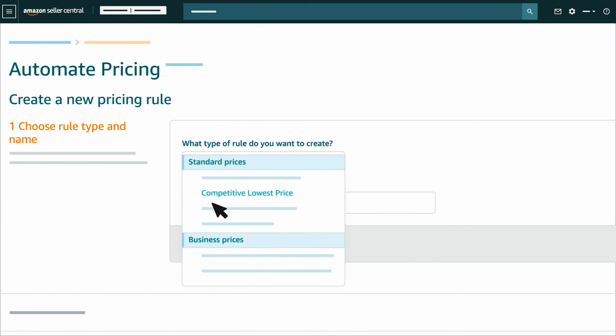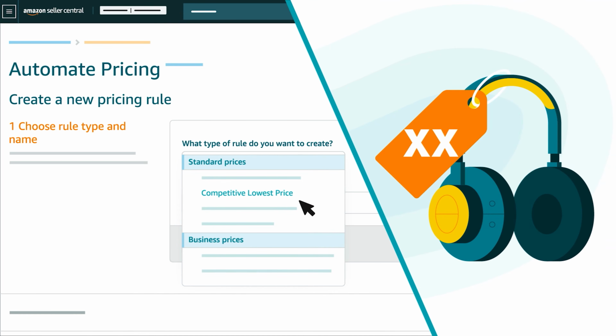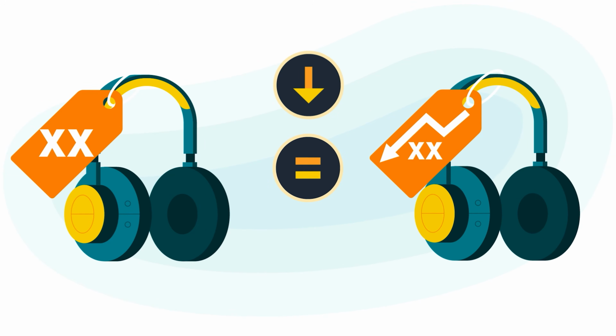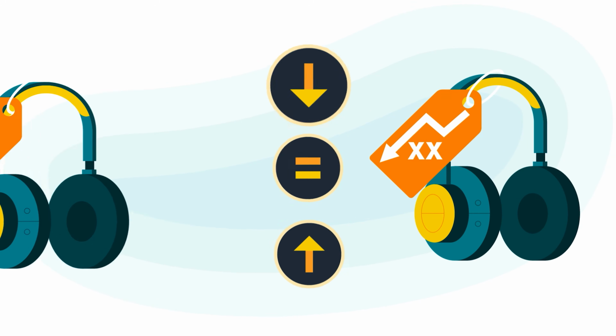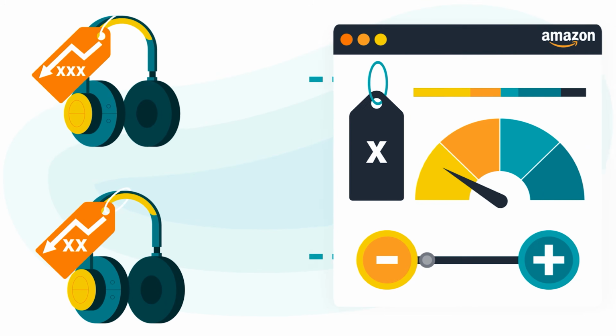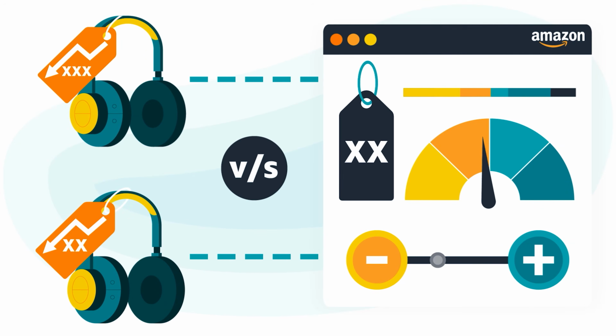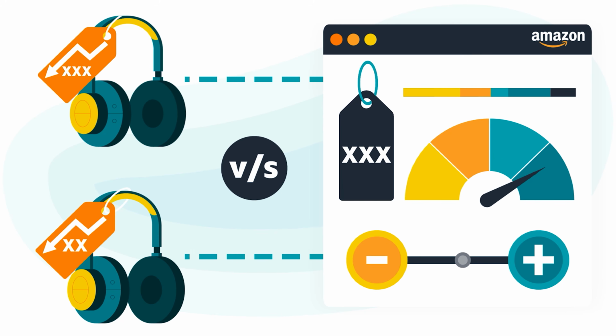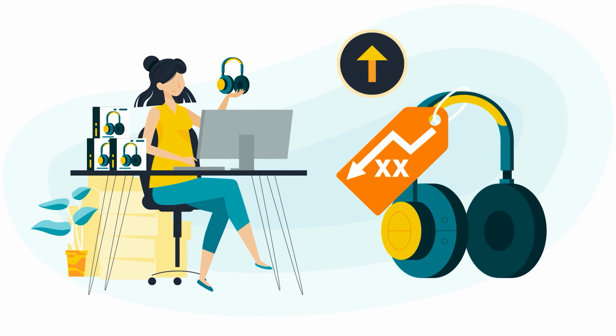Competitive Lowest Price allows you to set your price to remain below, match, or stay above the lowest price. After your product has achieved the lowest price rules, Automate Pricing will compare your price to the one priced just above yours. This means your price may increase, provided that it's still the lowest offer for that product.